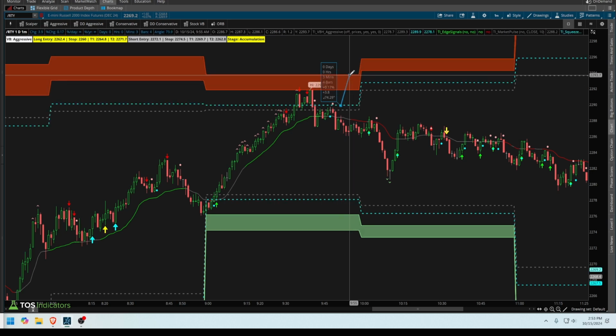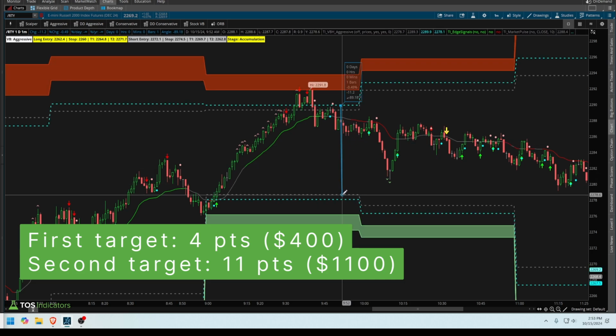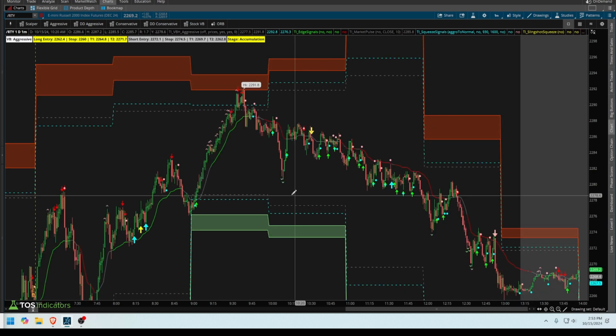The first target for this trade was a risk of 4 points. We made that fairly quickly. The second target was closer to 11 points, which was a nice home run trade, which we did end up hitting later on in the afternoon.